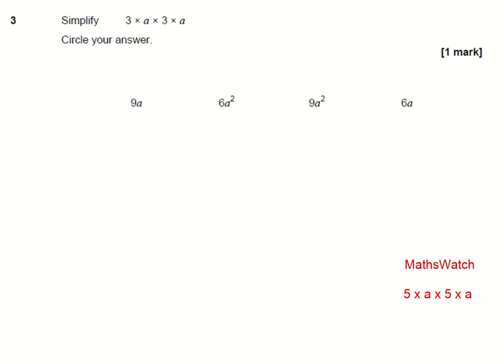Question 3. Simplify 3 times a times 3 times a. Numbers first. 3 times 3 is 9. Then we put the letters. A multiplied by a. Well, if you times something by itself, it's squared. So that's a squared. So 9a squared is going to be my answer.